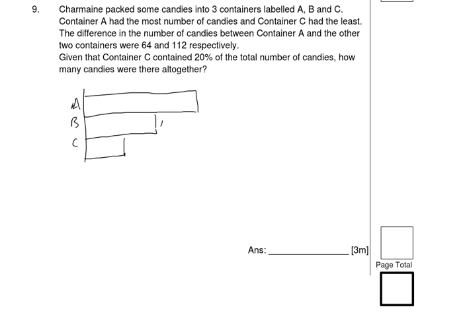Given that container C contains 20% of the total number of candies, normally I would like to assign how many units to the total number of candies? Normally, I will assign 100 units, right, to the total number of candies. So how many units of candies are there in container C, Adriana?